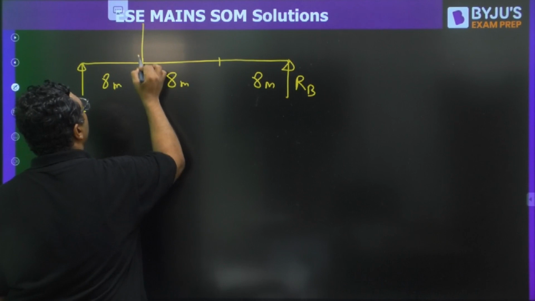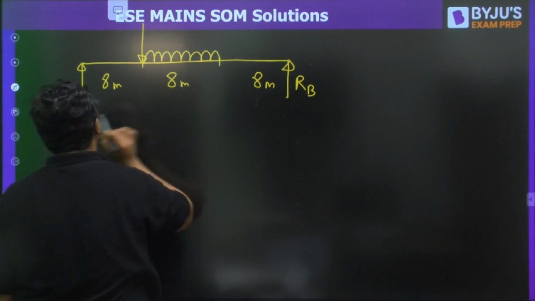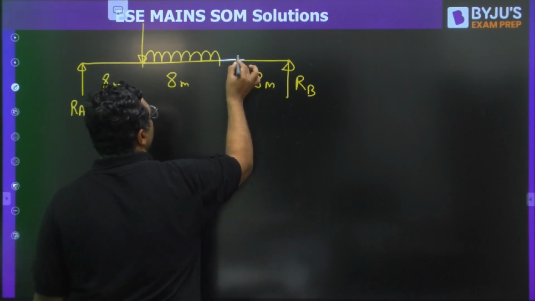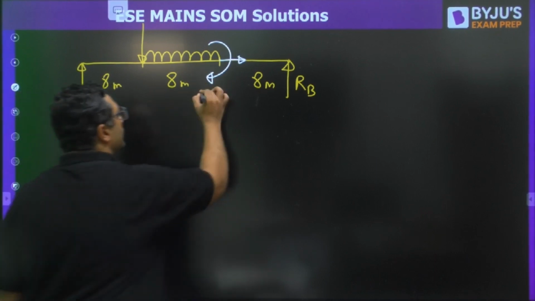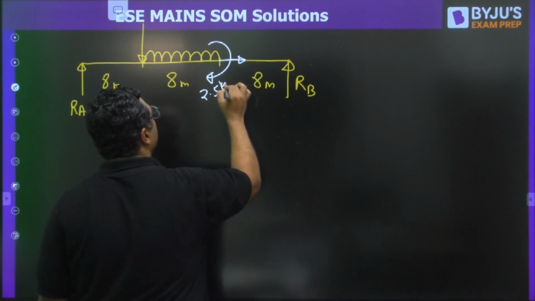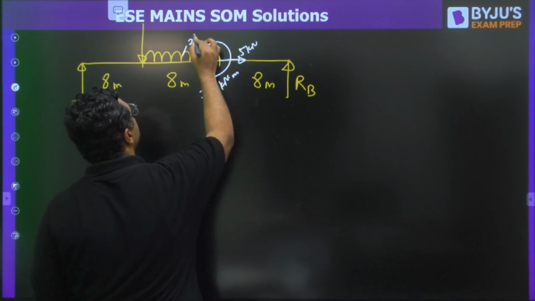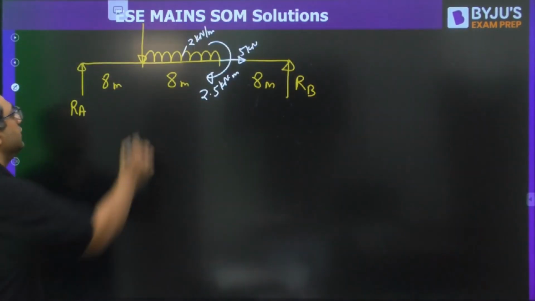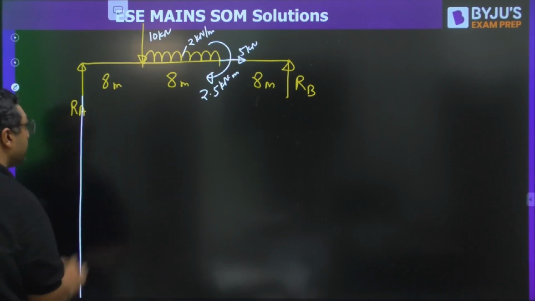You are having a load here, a UDL here, then a horizontal load here and a moment here. This is 2.5. This is 5. And this is 10.